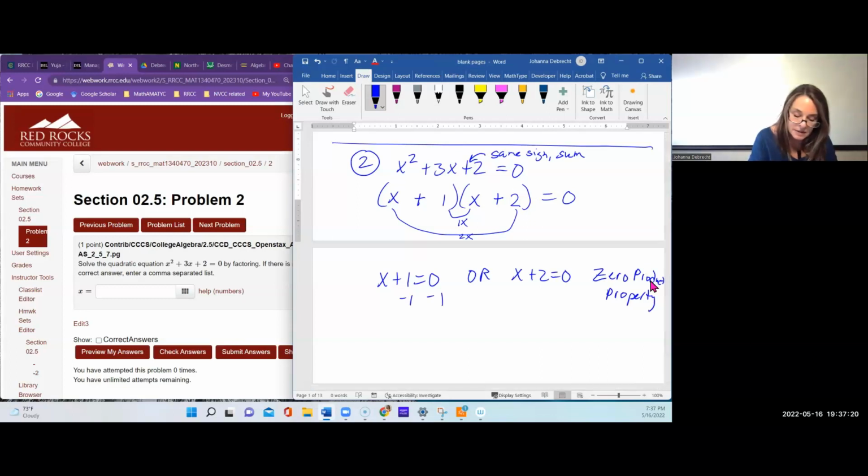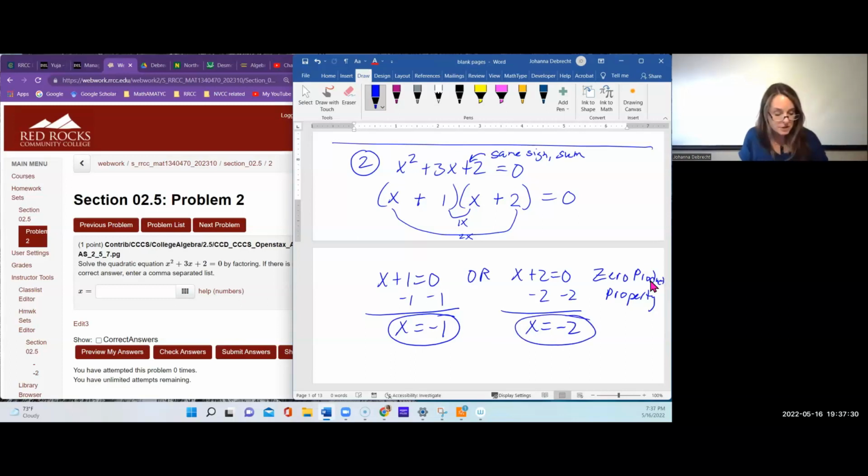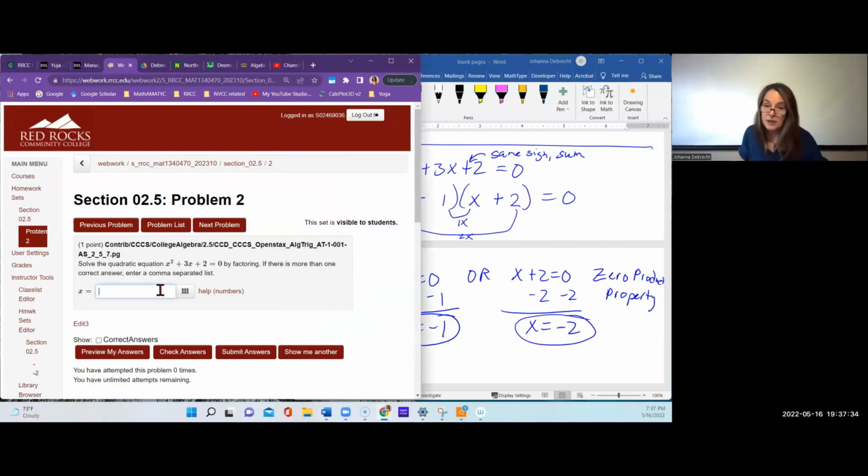This tells me that x could be -1 as one possible solution, and x could be -2 as the other possible solution. It didn't say in WeBWorK whether they had to be in order or not, so it should take them in either order. Let's try it and see.